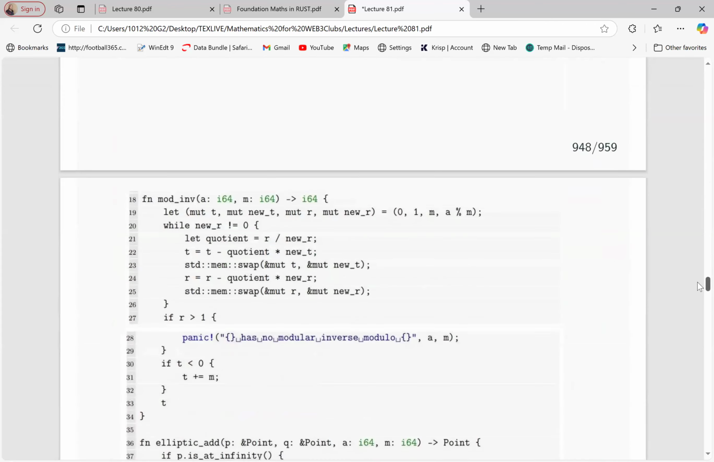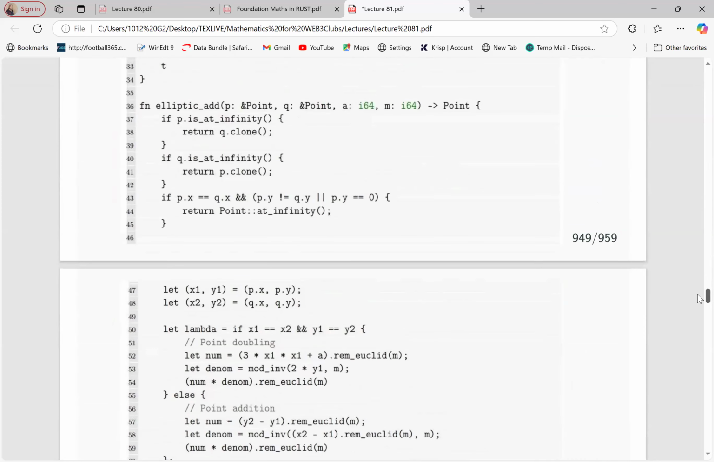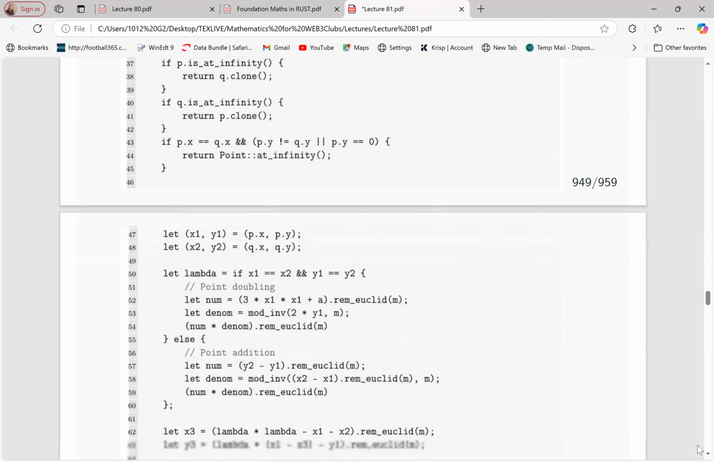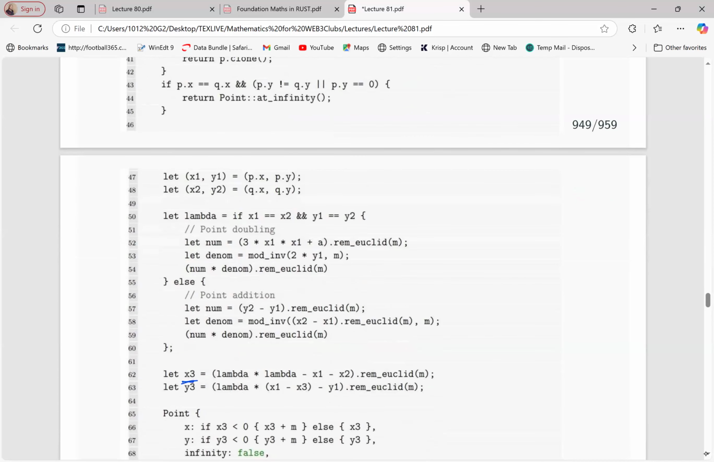Let me just, yes, so you put that in your code. I'm just checking my code. x3 is lambda times lambda minus x1 minus x2. So you must put that in your code. Then you will now calculate y3. y3 will be lambda times the difference of x1 and x3, then minus y1.